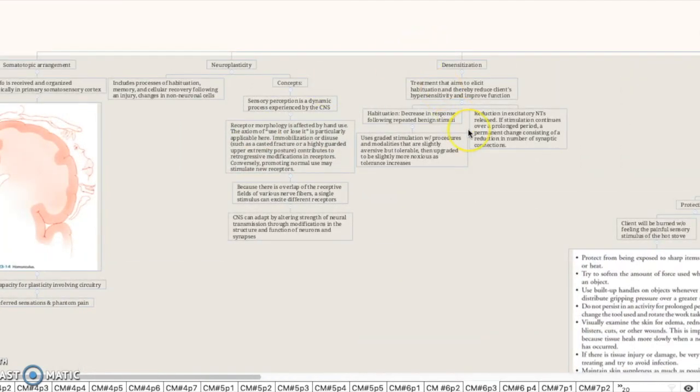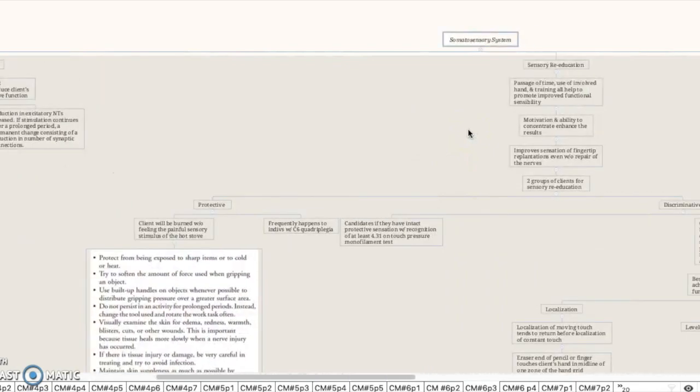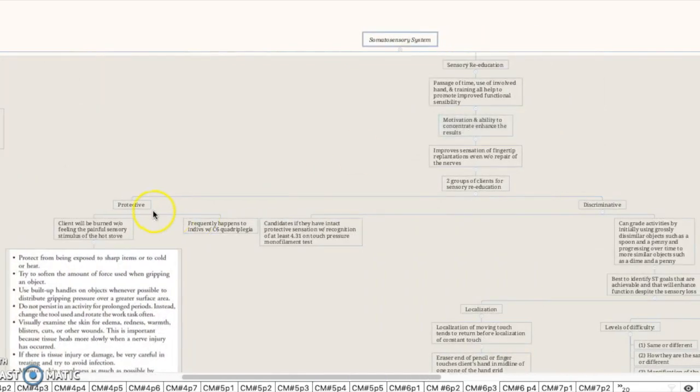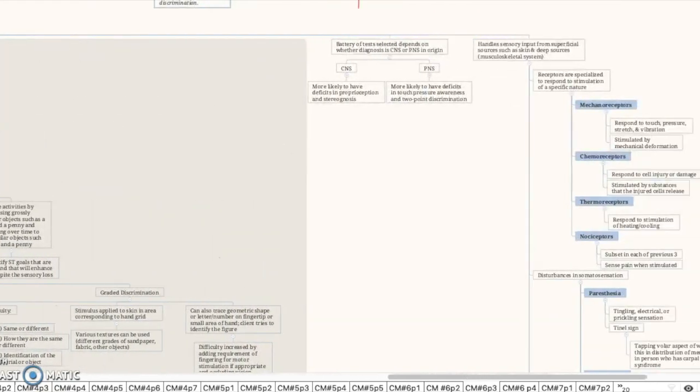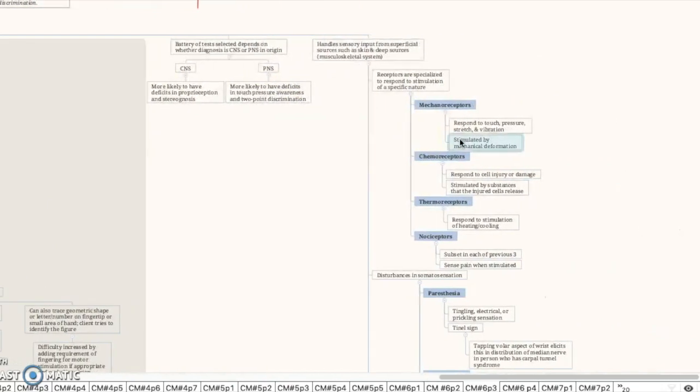There's also localization of touch, and then an overview of the somatosensory system, so techniques such as desensitization, sensory re-education, which can be protective or discriminative. So the battery of tests you select will depend on whether the diagnosis is central nervous system or the peripheral nervous system.